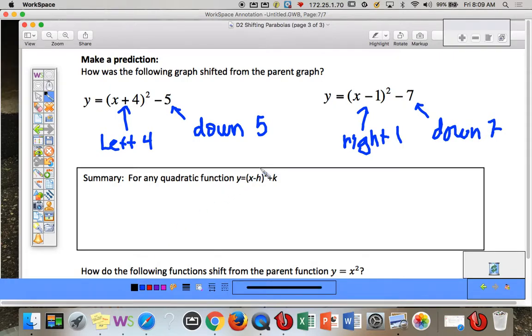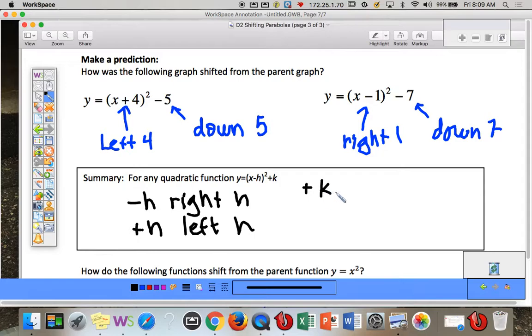So the summary for any quadratic, notice the squared's on the outside. The only thing on the inside of the parentheses is the left or right shift. So minus h would be right h units. The plus h would be the left h units. The plus k would be up k. And the minus k would be down k units. So what you're looking for is the left or right shift inside the parentheses, and the plus or minus is on the outside of the parentheses.